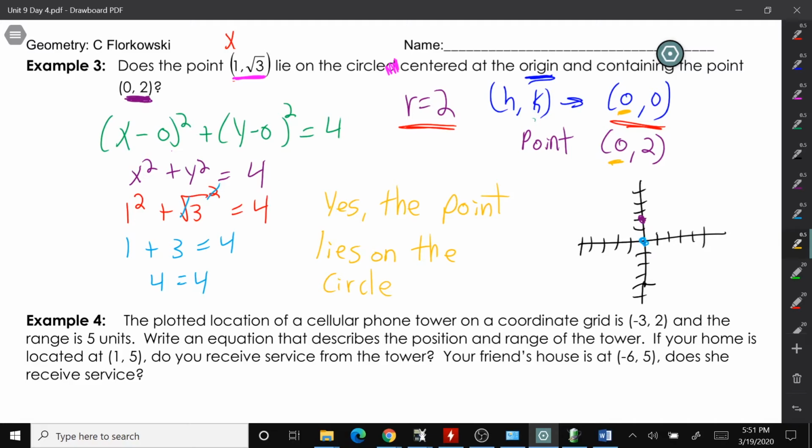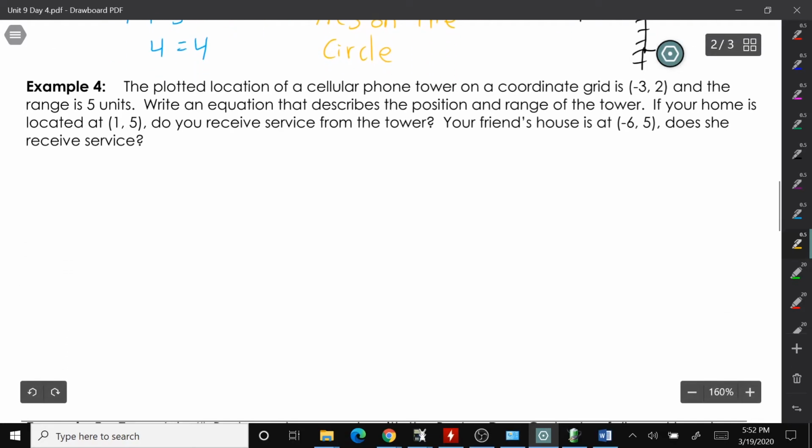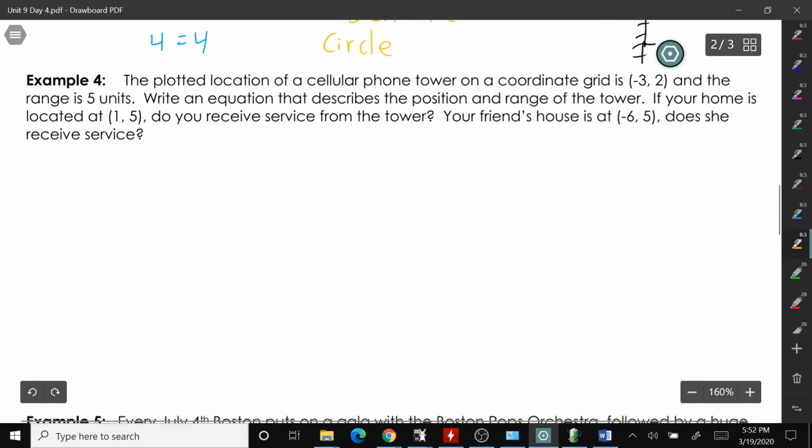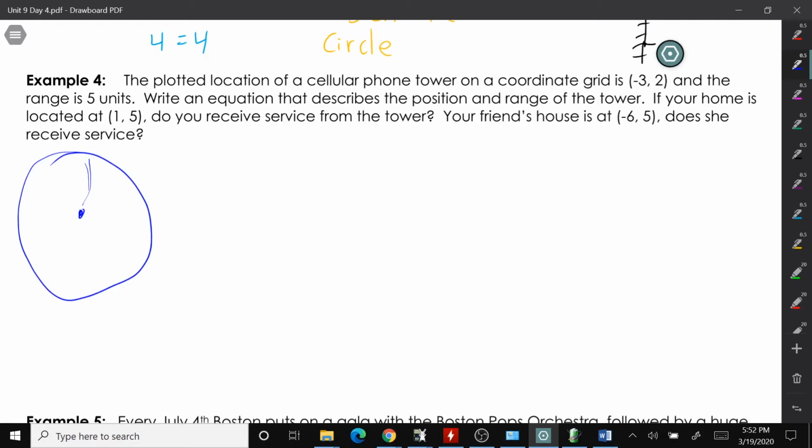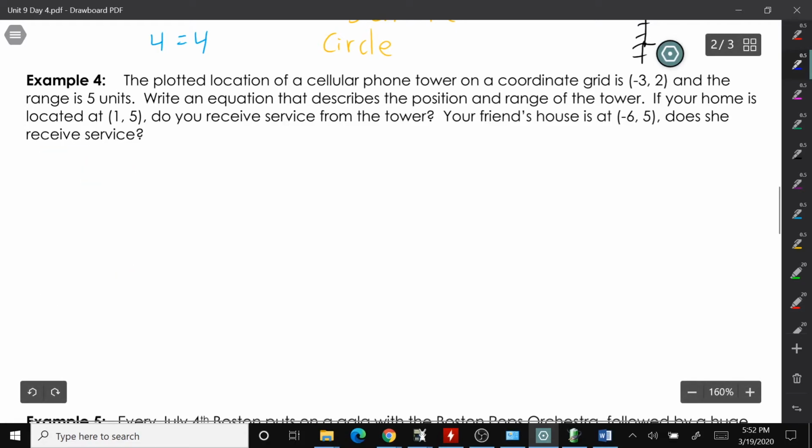Now, a real-life application to this is in example 4, where we have our cell phone tower. A lot of you think that we have not very good cell service inside our building. So this is kind of how cell phone towers work. They have a center where the tower is, and then they broadcast in all directions. So they create a circular field of where the signal goes. Now, we're going to read the problem and use that knowledge to see if the signal is strong enough.